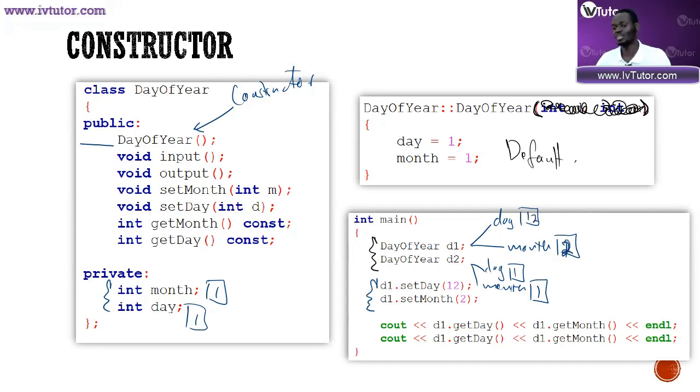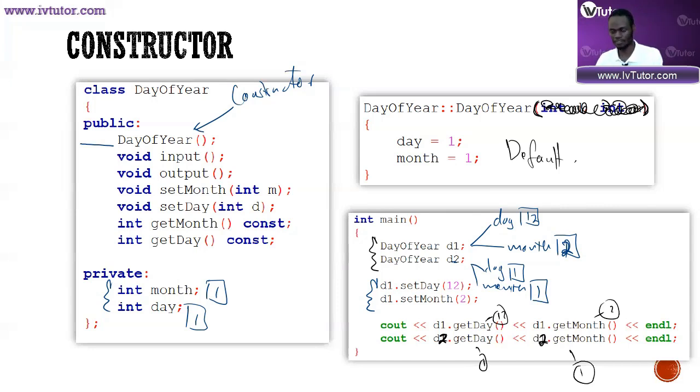But for D2, your day is 1 and your month is 1, which means if you then say D1 dot get day, you get 12 here. And if you say D1 dot get month, you get 2 here. But if you say D2 dot get day, you get 1. And if you say D2 dot get month, you also get 1. Because according to our implementation of the constructor, we said, let's always initialize the day to 1 and the month to 1.